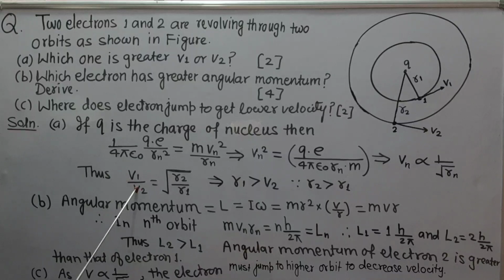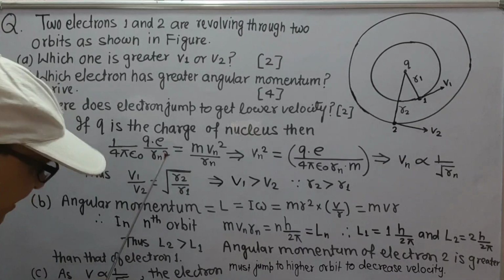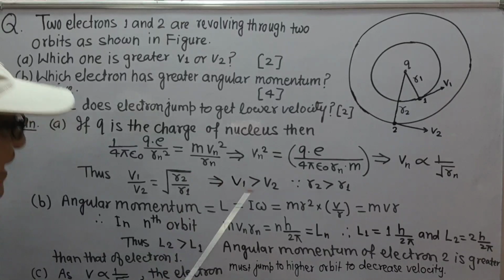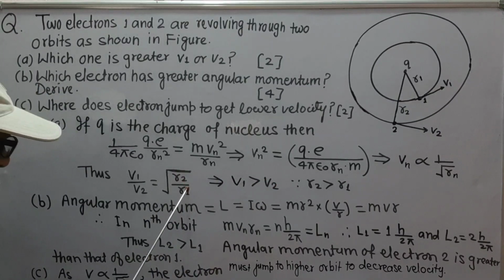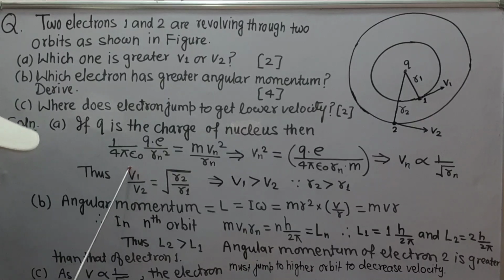Hence v1 upon v2 will be equal to root r2 upon r1, which shows that v1 must be greater than v2 because r2 is greater than r1. Therefore v1 must be greater than v2.